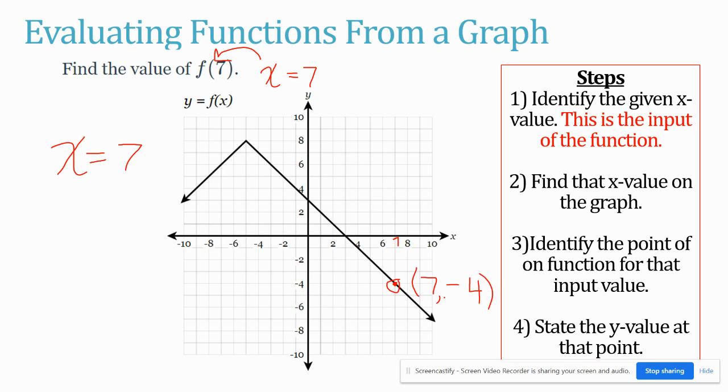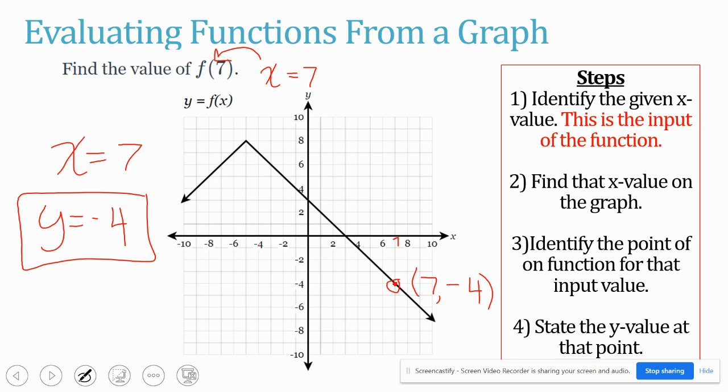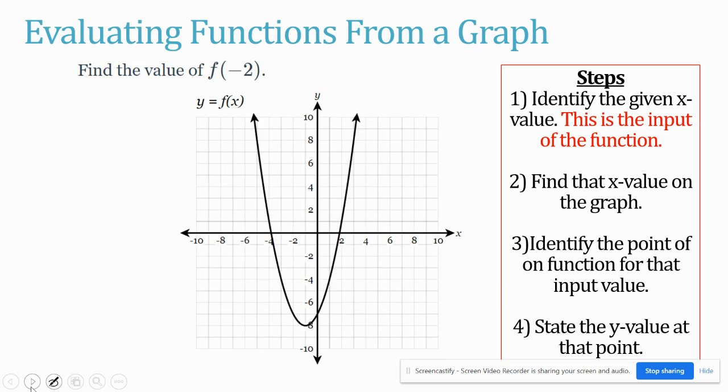So what it's asking for is just the y value of this point. That is our output. Remember, y is an output. So when x is 7, y is equal to -4, and that is our answer. So basically, f of 7 is equal to -4. When our input is 7, our output is -4. All right, let's take a look at another example.